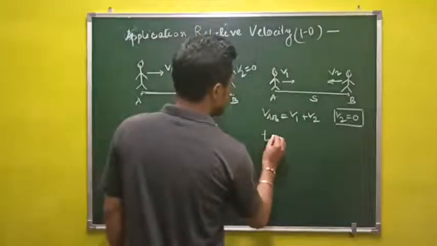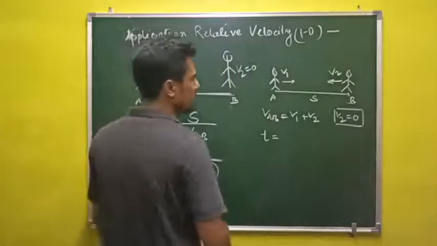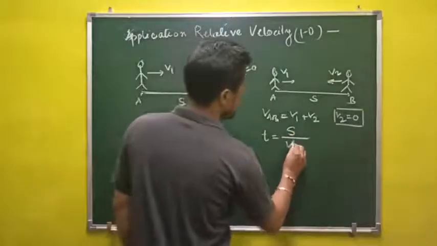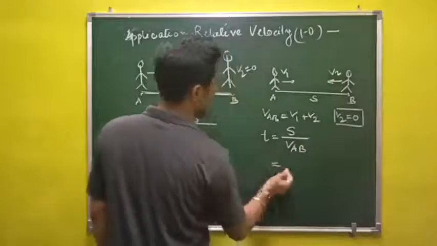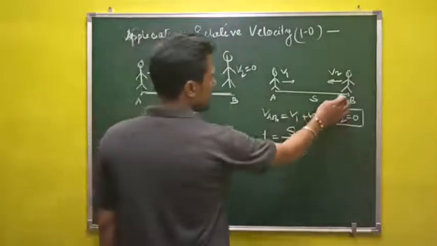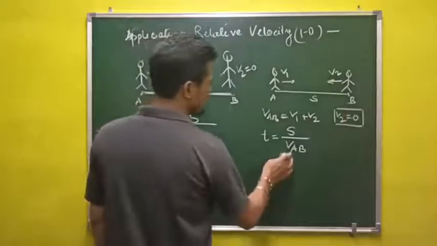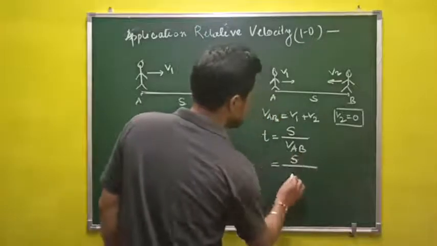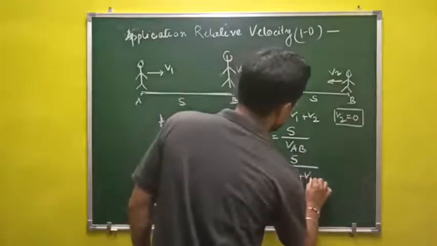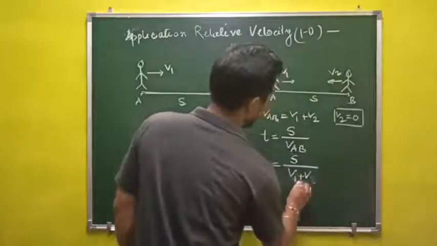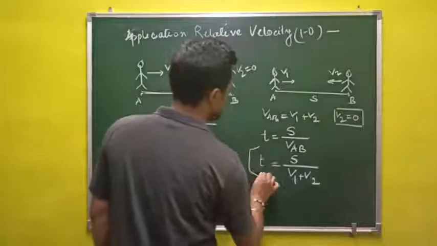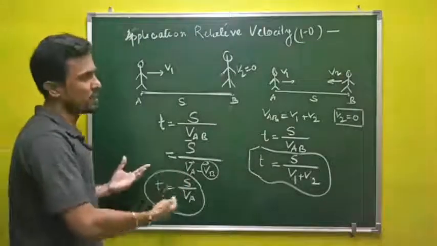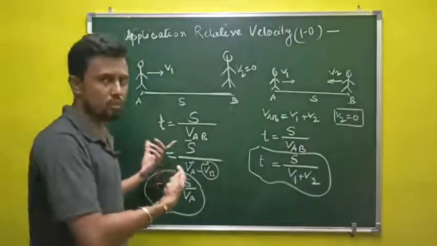So the time taken for both persons to meet each other will be given by the total distance divided by the relative velocity of A, since we consider B to be at rest. So the relative velocity of A with respect to B is VA plus VB, or V1 plus V2. So this is the time for both persons to reach each other. This is how you have to apply the relative velocity concept in problems where you are solving numericals.